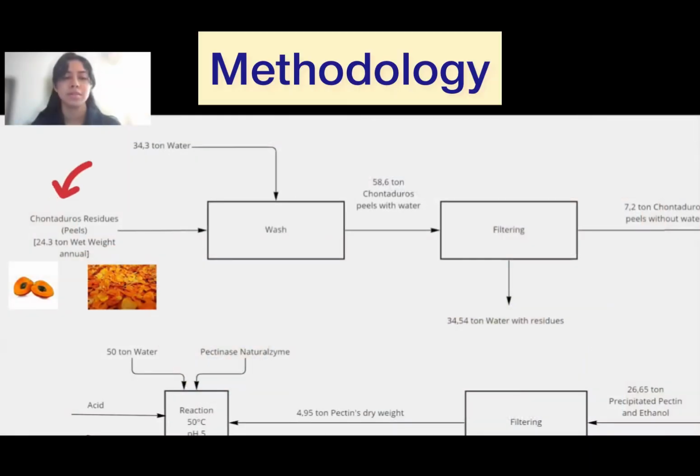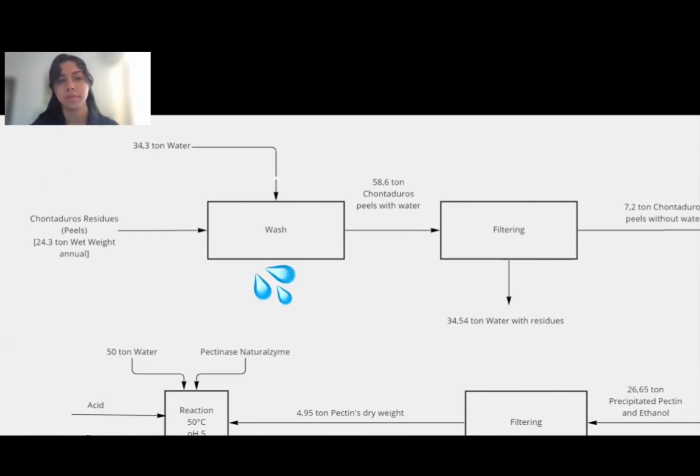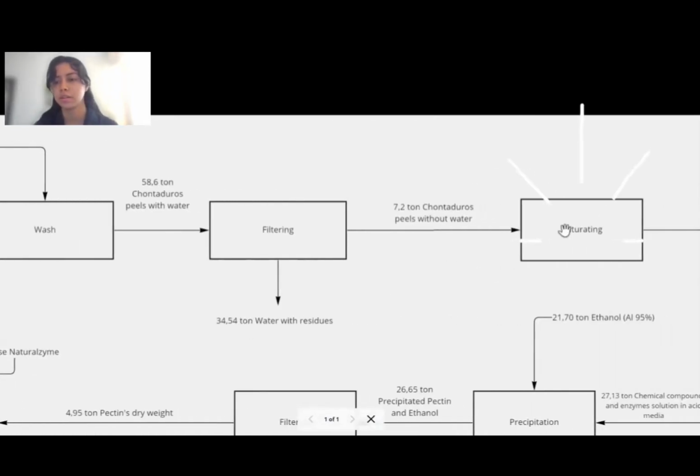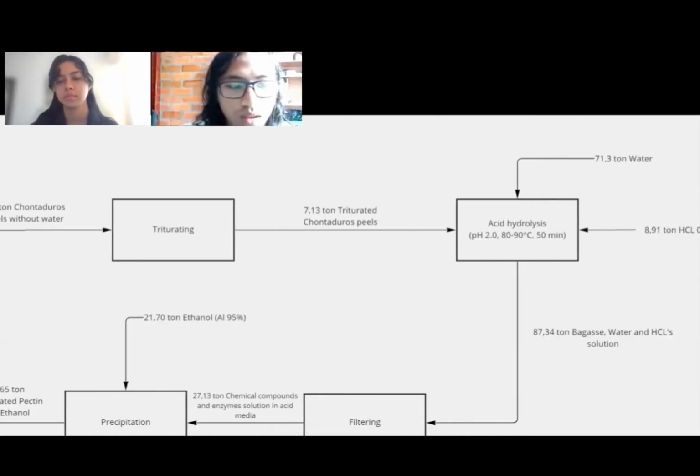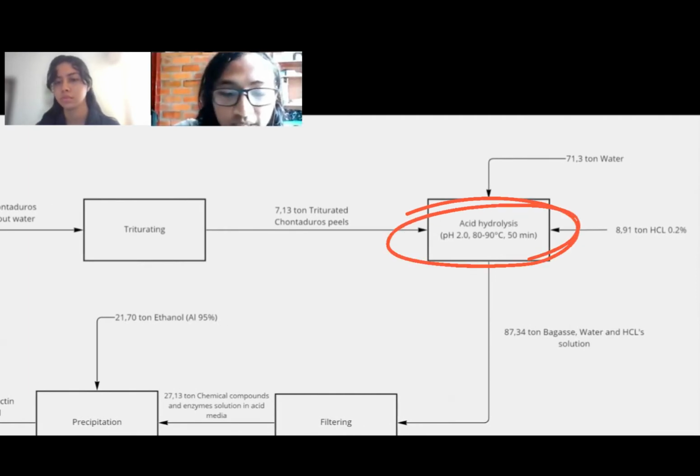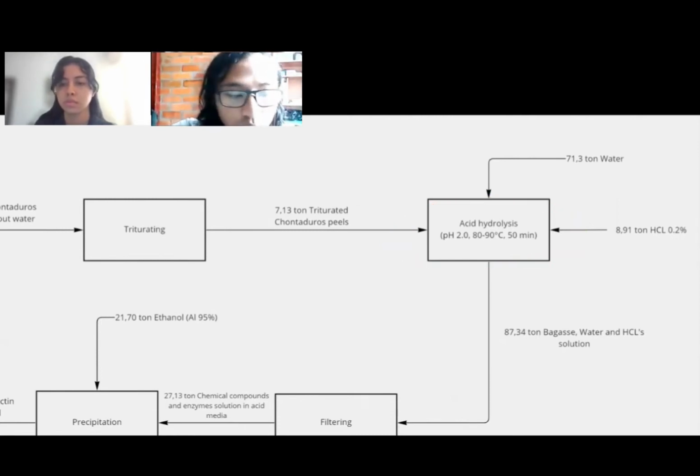24.3 tons of Chontaduro residues, or the peels, are washed and then filtered to remove residues. Finally, they are treated. Then an acid hydrolysis is performed by adding distilled water and hydrochloric acid to adjust the pH to 2.0. This process is carried out at a temperature range of 80 to 90 degrees Celsius for 50 minutes with constant agitation to ensure temperature homogeneity and good mixing.